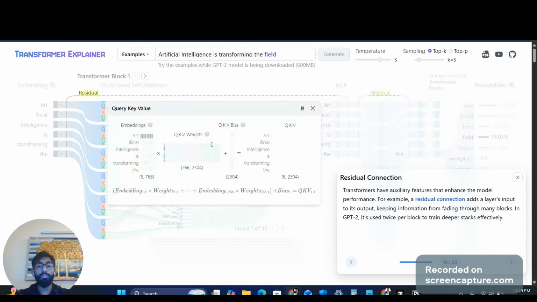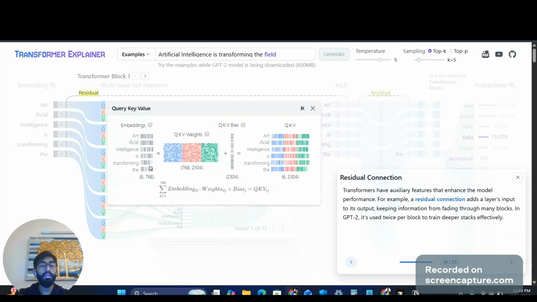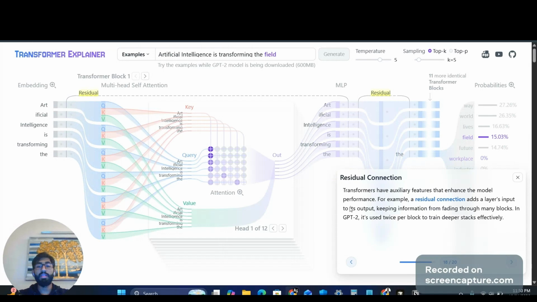Okay, before I get into it, this is the query key value formula. The embeddings that we have here, we multiply with the weights of the query key value, or it's RGB, red, green, blue, and then the bias of that. So you do the weighted sum, right? Embedding times the weights plus bias, you get the QKV, V for the word Azure, and it goes through each of them like this. So that's that. Now the residual connection, I talked about it.